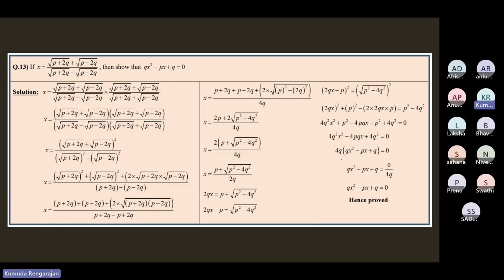Now after this 4q will come for division. What is in multiplication here will come for division. So 0 by 4q is 0. And we have got qx square minus px plus q is equal to 0, which is what we had to prove.